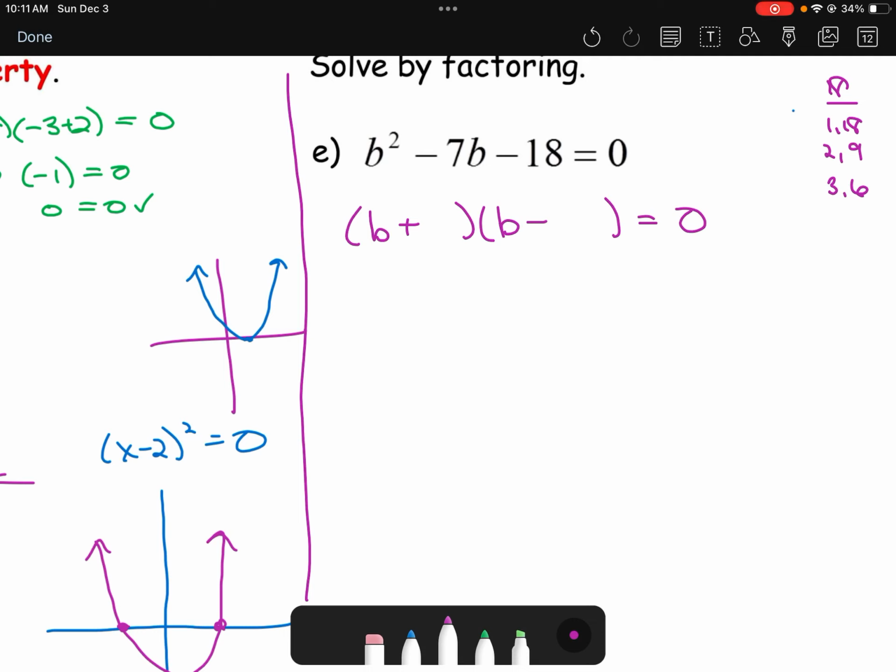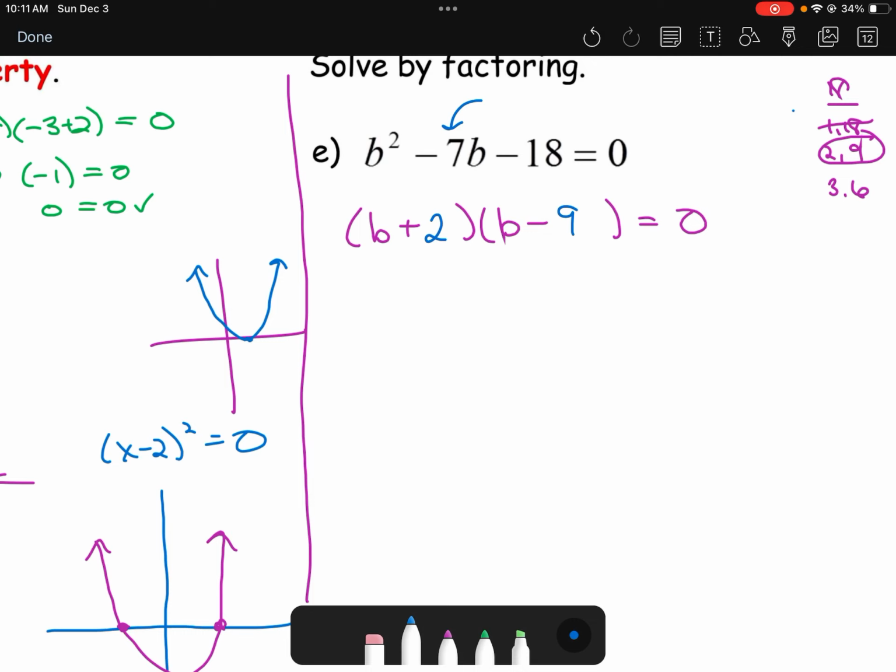Okay, so let's subtract. 1 and 18, that's 17. That doesn't work. And then 2 and 9, if we subtract those, we get our 7. Now remember with this one, because the signs are different, it does matter where the 2 and the 9 go. So let's look at the sign. I need a negative 7. So is it 2 minus 9 or 9 minus 2? Well, 2 minus 9 is going to give me that negative value. So now we have it factored correctly.